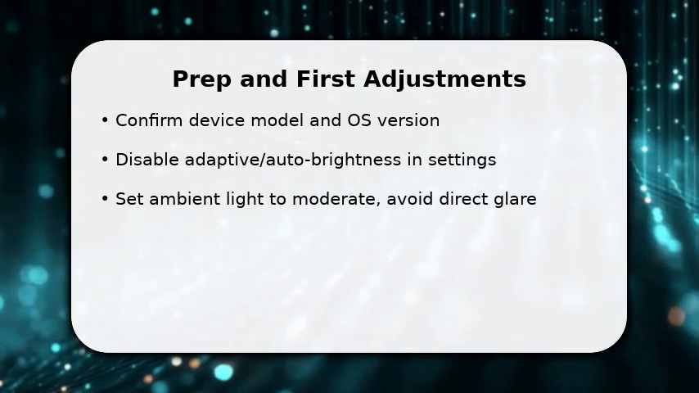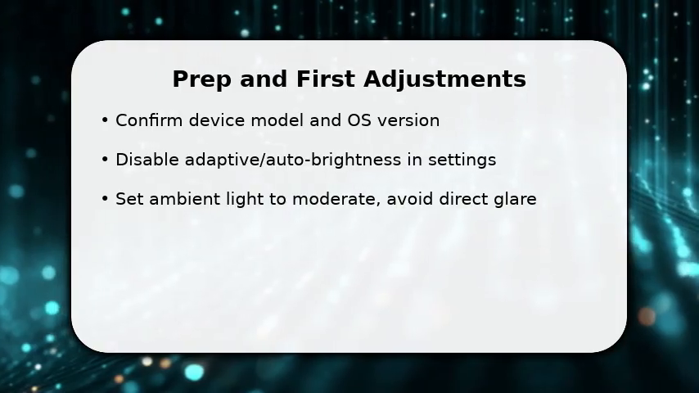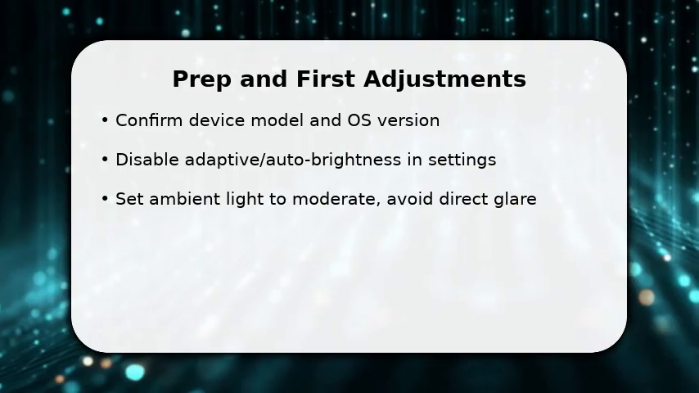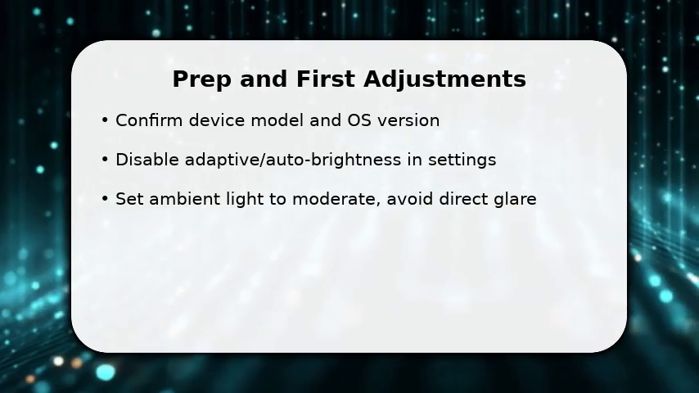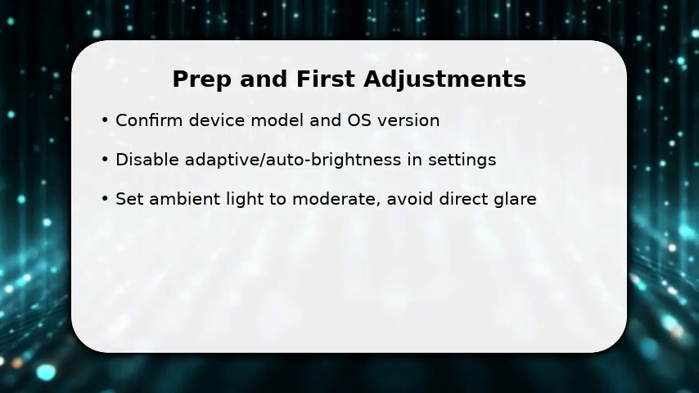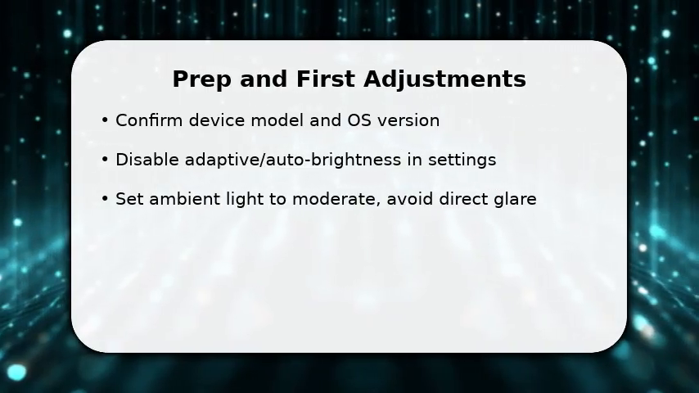Manually set brightness to about 50% as a baseline and make sure the room lighting is consistent so your adjustments are meaningful. If you have a brightness slider in quick settings, use it now to see immediate effect while keeping the settings app open for further tweaks.